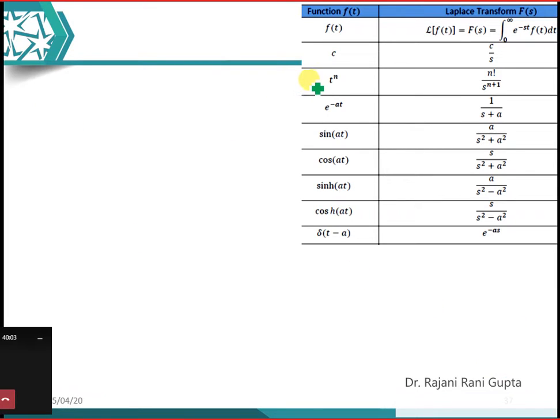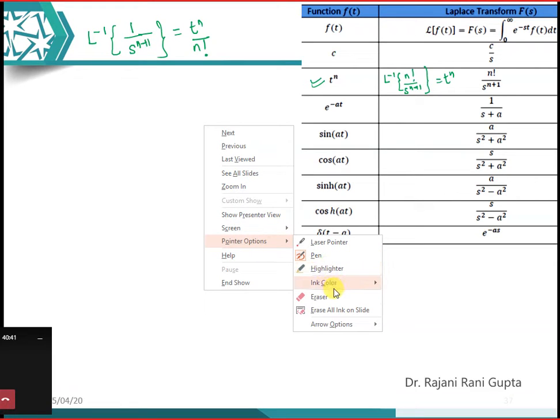Okay. Now let's work with some questions based on this rule. What does this rule actually say? This rule says that Laplace inverse of n factorial over s to the power n plus 1 is t power n, right? So can I write it as Laplace inverse of 1 over s to the power n plus 1 as t power n over n factorial? Because n factorial is a constant, we can take it outside the operator.